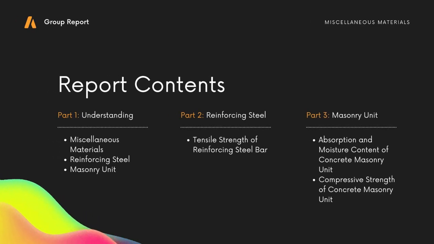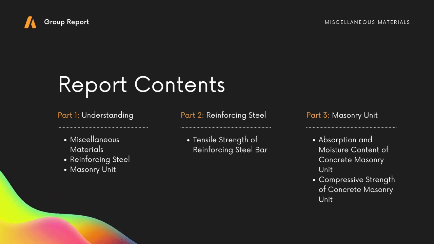This report includes the following report contents. First, understanding the miscellaneous materials, reinforcing steel and masonry unit. Then further discussing about tensile strength of reinforcing steel bar, and lastly, the masonry unit, which encompasses absorption and moisture content of concrete masonry unit and compressive strength of concrete masonry unit.